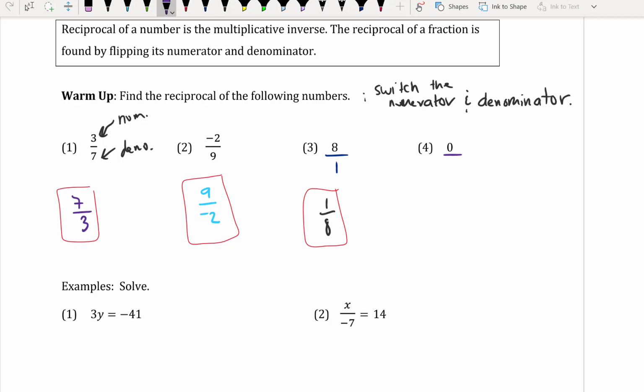And here, if I have 0 over 1, well, that reciprocal would be 1 over 0. But remember what happens when 0 is in the denominator. That tells you that this is undefined. So the reciprocal for 0 would be undefined. And this is found in your 1.2 lecture, if you need to go back and figure out why division by 0 is undefined.